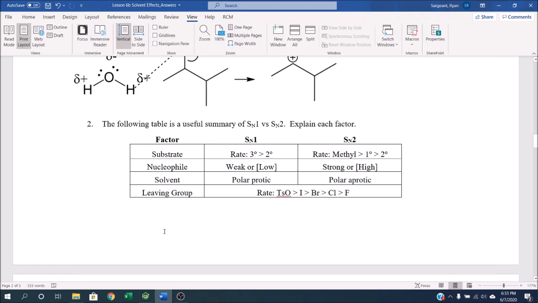All right, this table addresses a half-truth that I've implied to you. What I've said in the past would lead you to believe that a chemical reaction will either go SN1 or it will go SN2. And the answer is it's a spectrum.